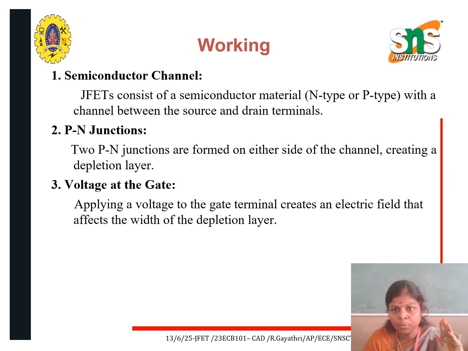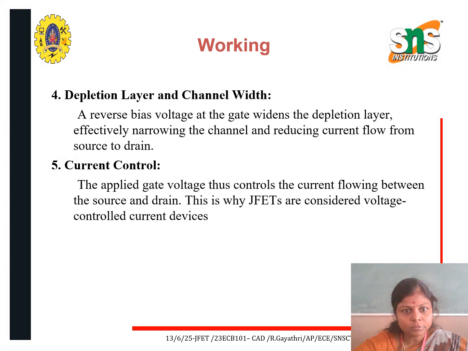When the width of the depletion layer is affected, the electrons will be moving from drain to source in an N-type channel, and holes will be moving in the P-type channel. And for depletion layer and channel width, at the reverse bias voltage, when we are giving the reverse bias voltage to the gate terminal, the depletion layer will widen, reducing the current flow from the source to drain, and controlling the current.